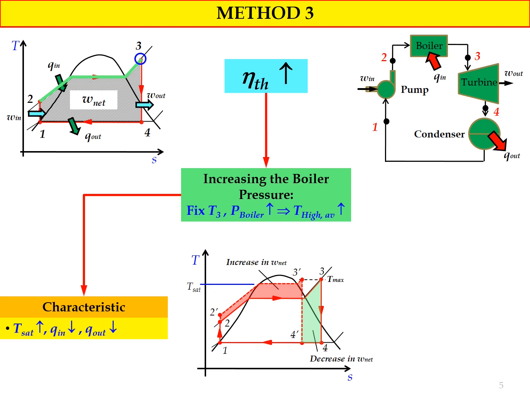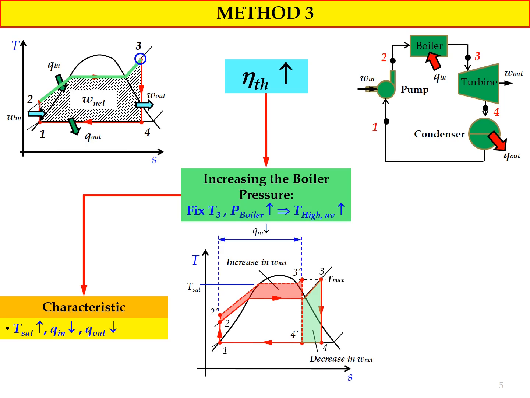The value of Q in will reduce. So this is good, because if we can increase W net, the thermal efficiency also will increase. Or if you can reduce the value of Q in, the thermal efficiency also will increase. Okay, so now by increasing the boiler pressure, the value of Q in will reduce. This is good for the Rankine cycle efficiency. However, at the same time, the value of Q out also decreases.